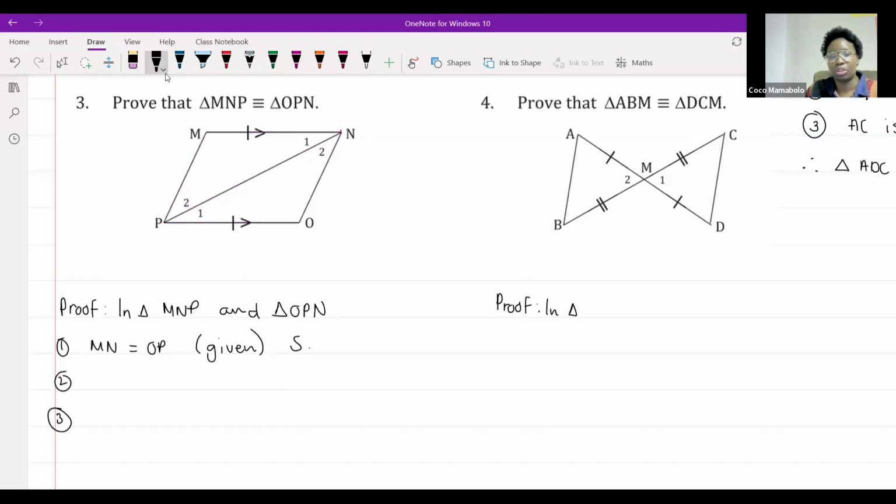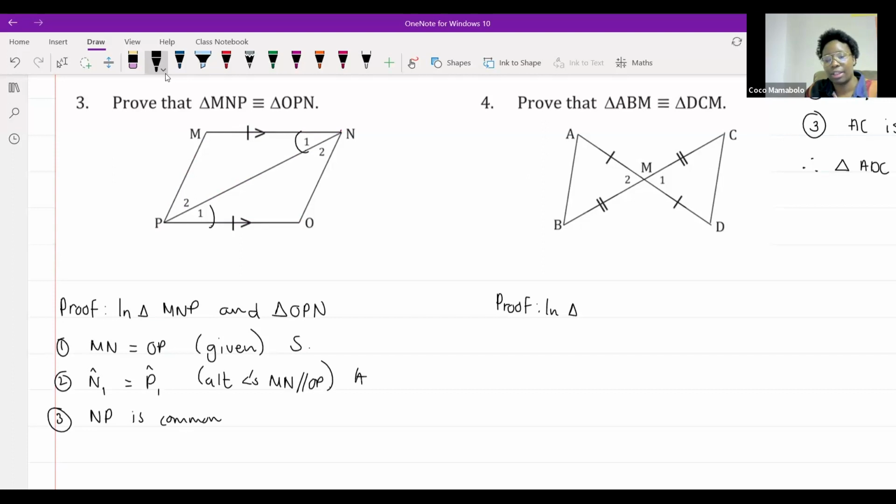And then I'm going to use my parallel lines. Angle N1 is equal to angle P1. That is because of alternate angles. My parallel lines are going to be MN is parallel to OP. And for the last part, NP is common.